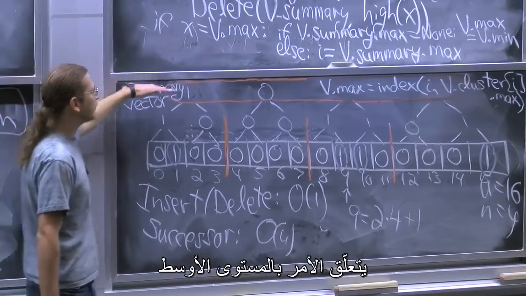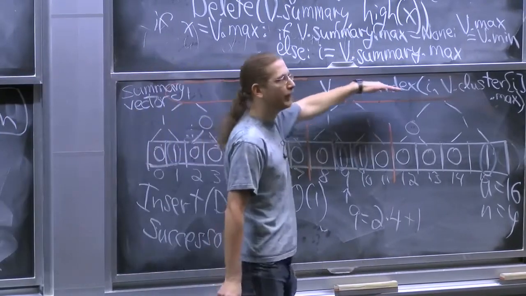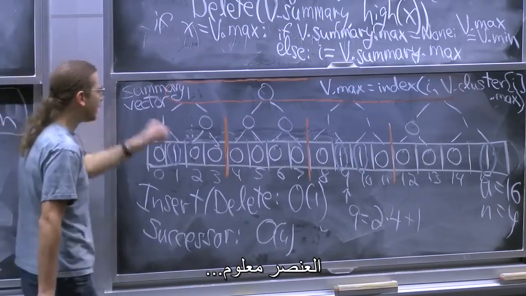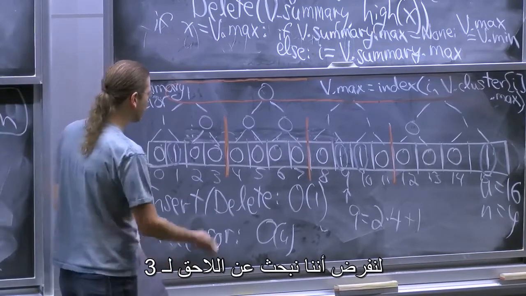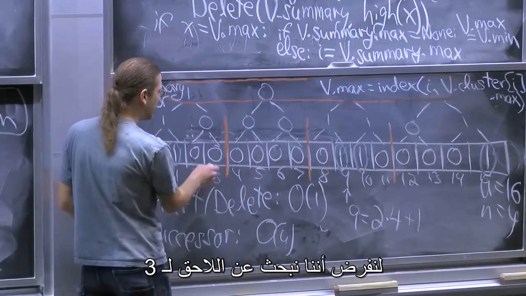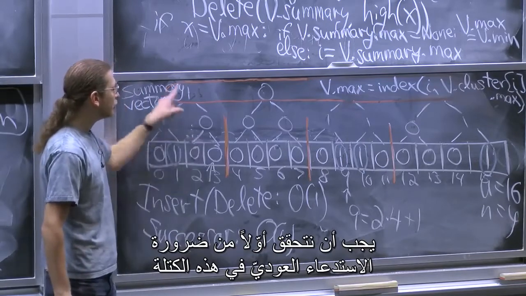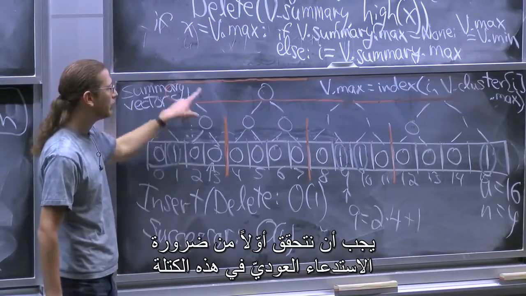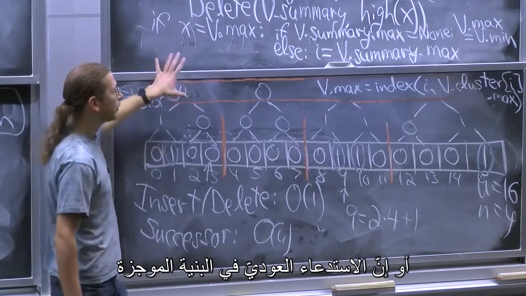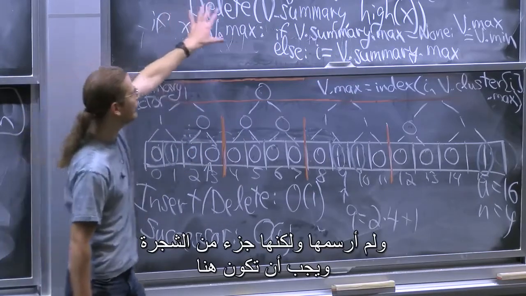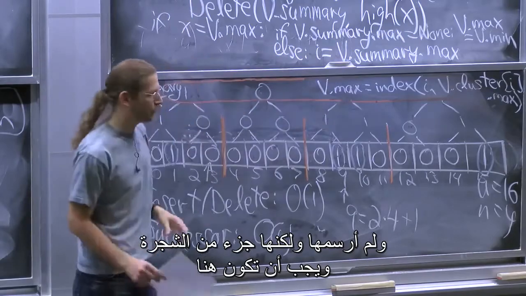First, it's thinking about the middle level. Now, it's not directly looking at these bits. It says, hey, look, I know my item, the thing I'm doing a successor of, let's say, is 3. I want to know the successor of this position. First, I want to check, should I recurse in this block, or should I recurse in the summary block, which I didn't draw, but is the part of the tree that would be up here.